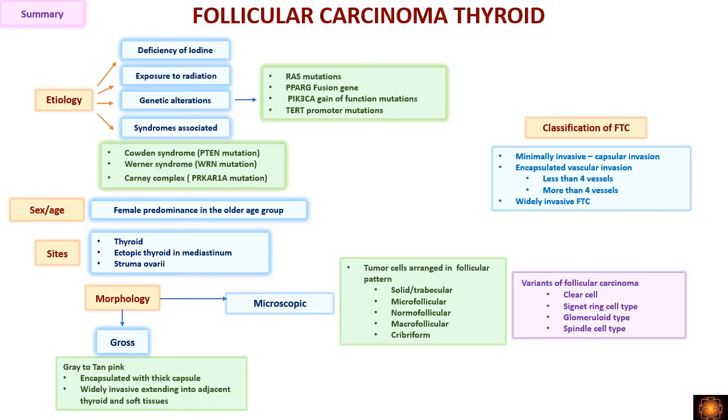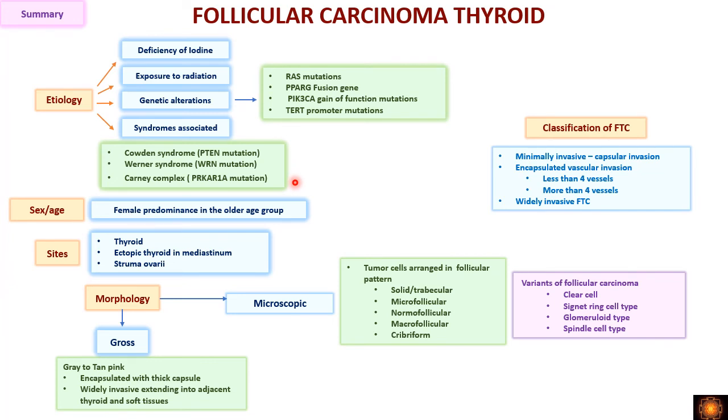So that finishes the follicular thyroid carcinoma. Just to have a summary, if you remember the etiological factors, this is associated with deficiency of iodine, exposure to ionizing radiation, and genetic alterations. In that we have these 4 genes: RAS mutations, PPARG fusion gene, PIK3CA gain of function mutations, and TERT promoter mutations. So 4 gene mutations are associated. And syndromes, we have 3 syndromes: Cowden syndrome, Werner syndrome, and Carney complex. So these are the etiological factors.